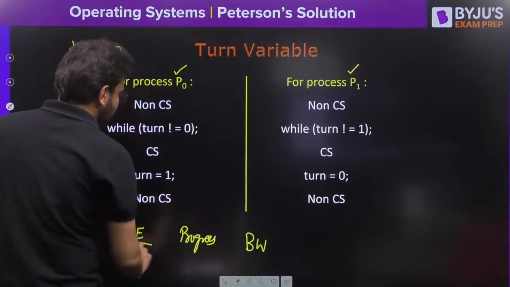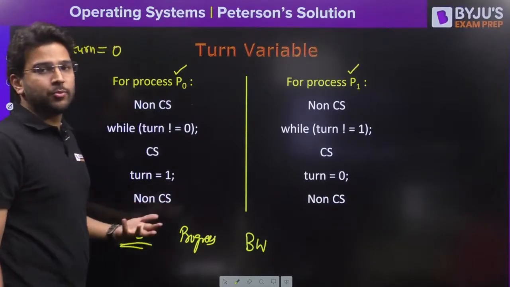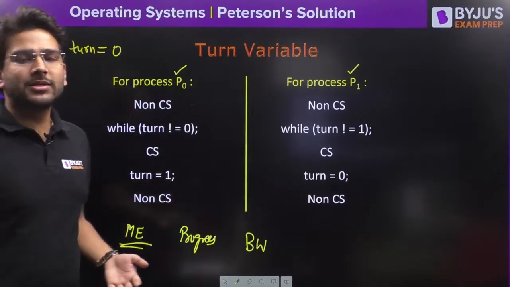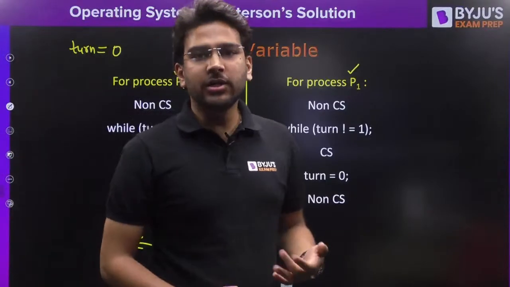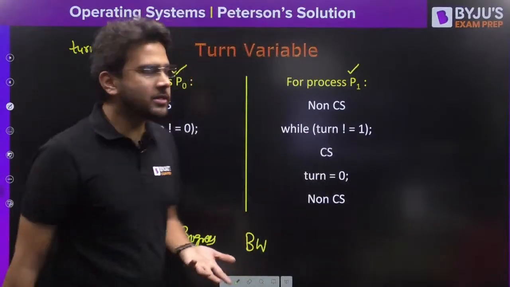Now, first of all, we will be talking about mutual exclusion. What is mutual exclusion? No more than one process should be able to access the critical section at a time. That means only one process is allowed.